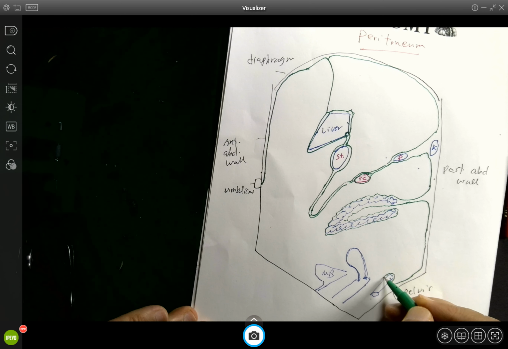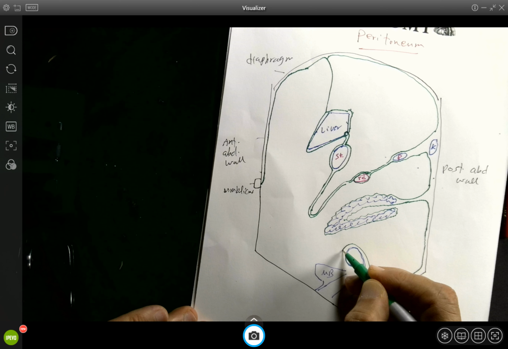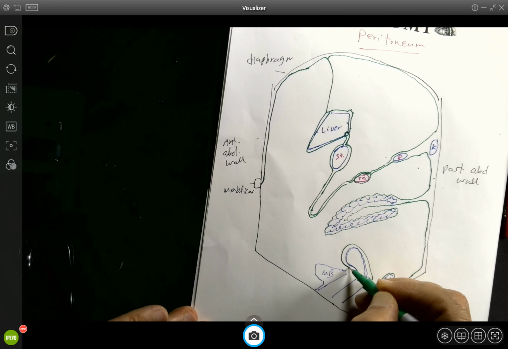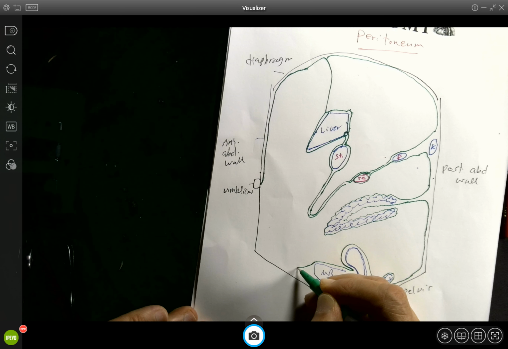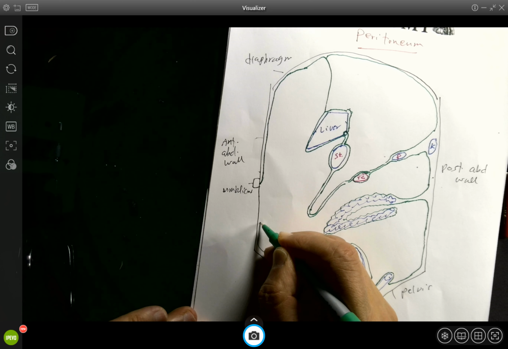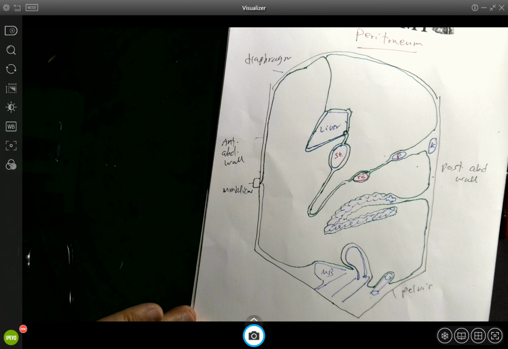the anterior surface of the lower part of the rectum, reflecting on the upper part of the posterior surface of the vagina, surrounding the uterus, reflecting from the anterior surface of the uterus to the upper surface of the urinary bladder, then reflecting back to the anterior abdominal wall. As you see, it is a continuous sheet.